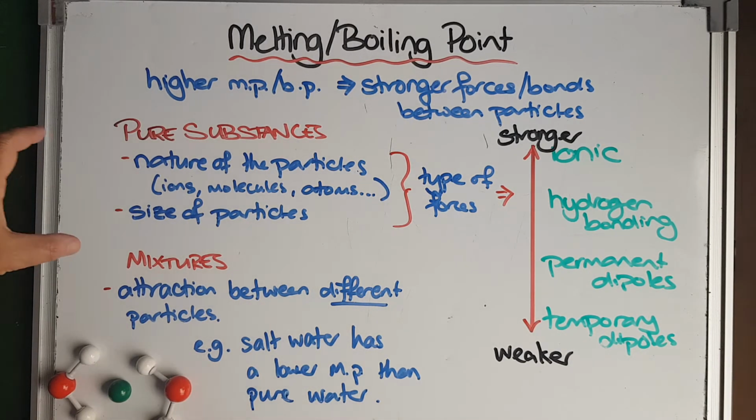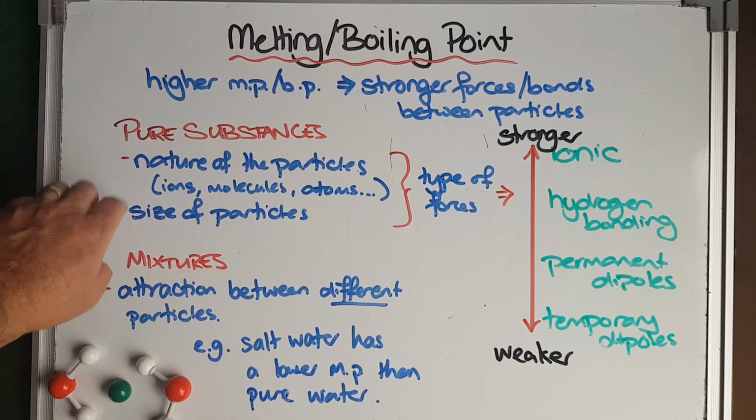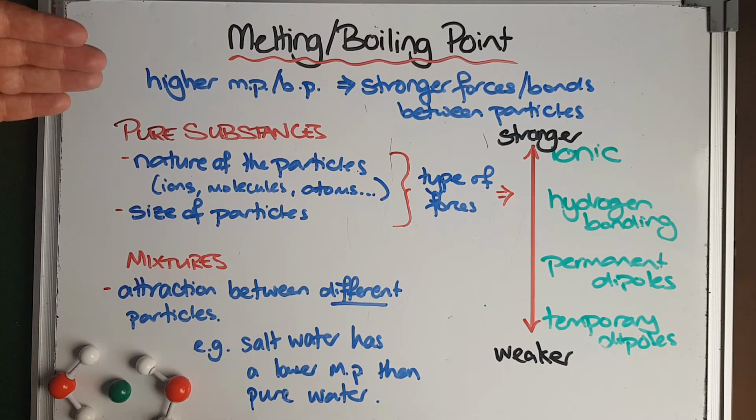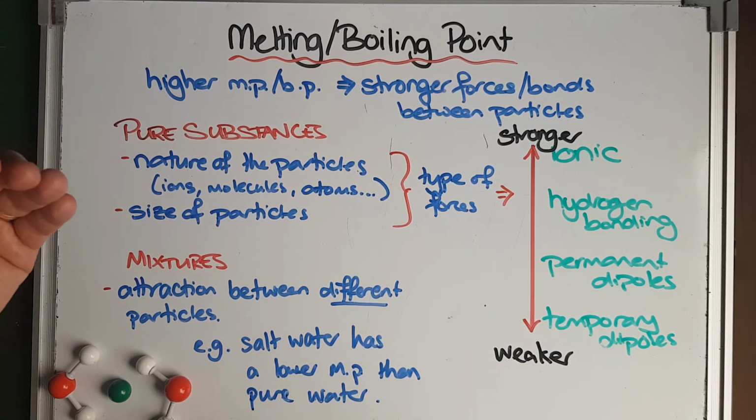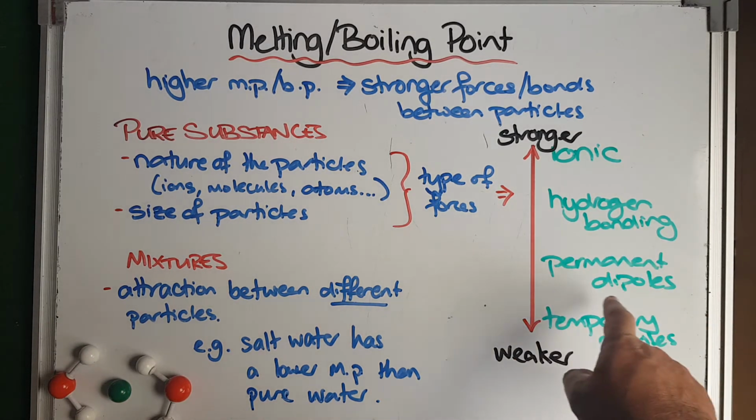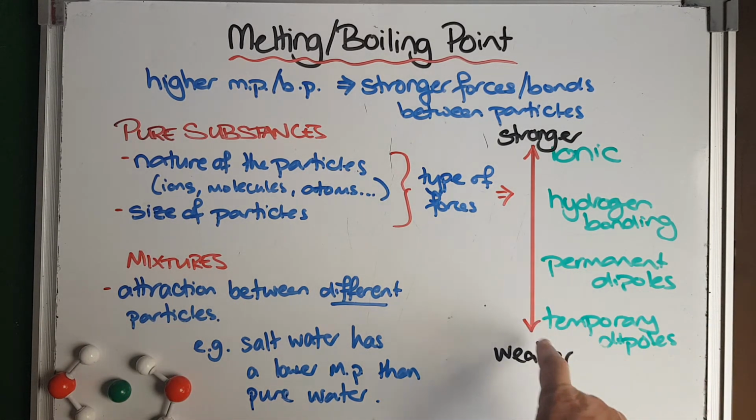So if you're looking at pure substances, the melting and boiling points of those, look at the nature of the particles. Are they ions, molecules, atoms? What are they? Well, in year 13, they're going to be ions or molecules. Then, are those molecules polar or non-polar? If they're polar, you've got permanent dipoles. If they're non-polar, you've got temporary.